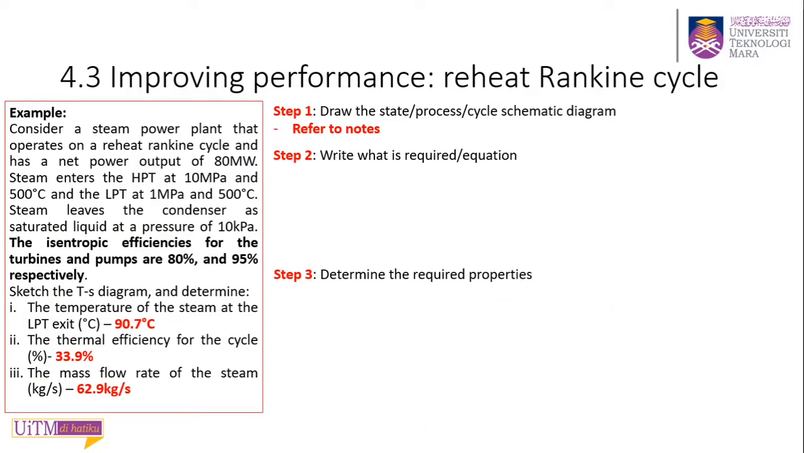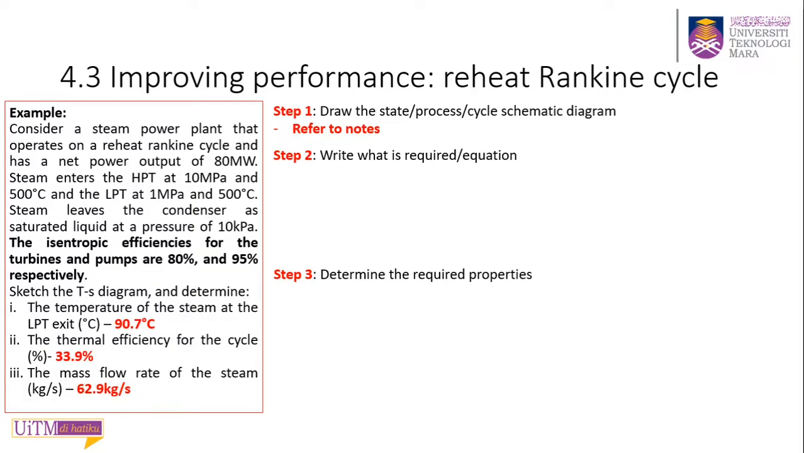Now, let's look at an example for the reheat Rankine cycle under actual conditions. You can pause the video to read and understand the question properly. Now, for this question, there are isentropic efficiencies at the pump and both of the turbines. Make sure to identify the value for the isentropic efficiencies for the respective components. For step 1, please try to draw and label the schematic diagram by referring to the previous slides.